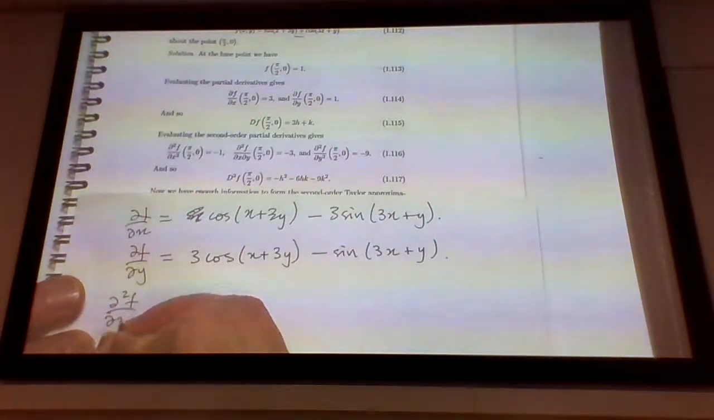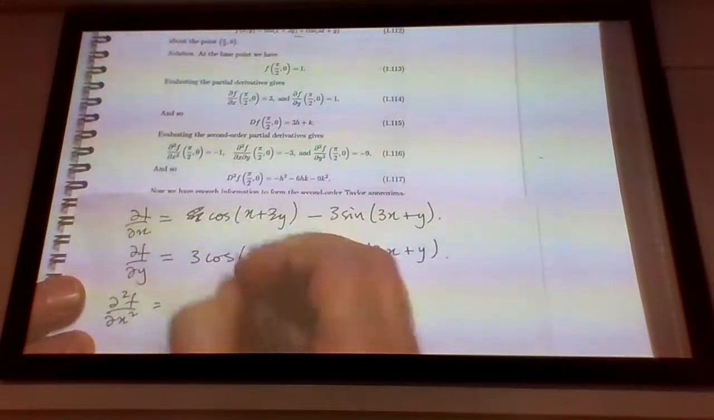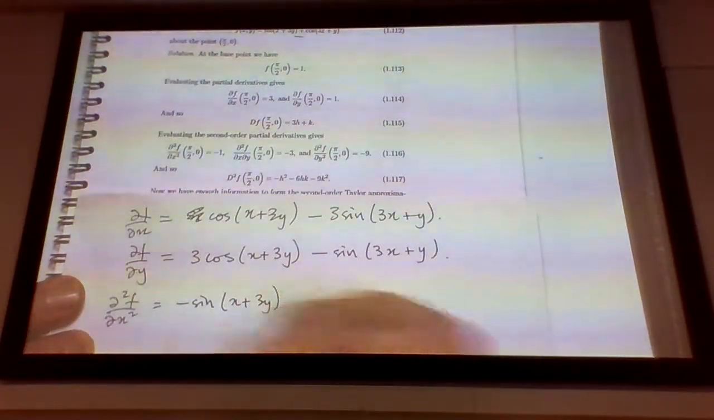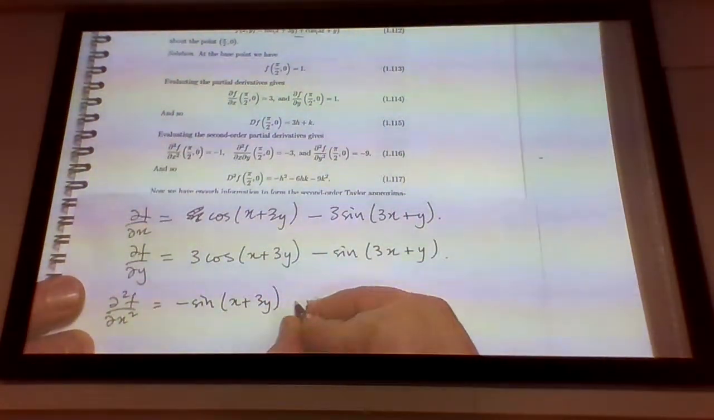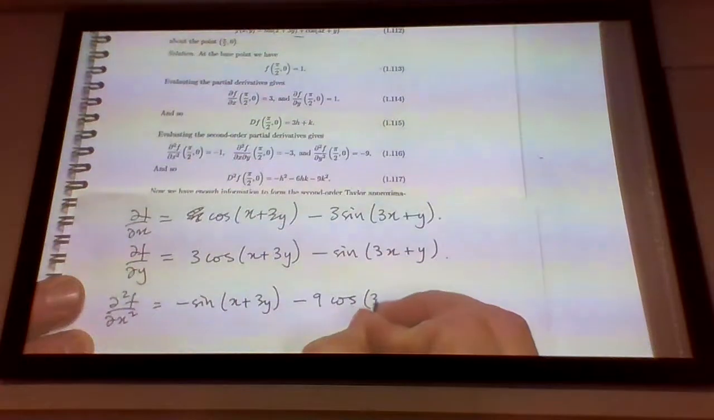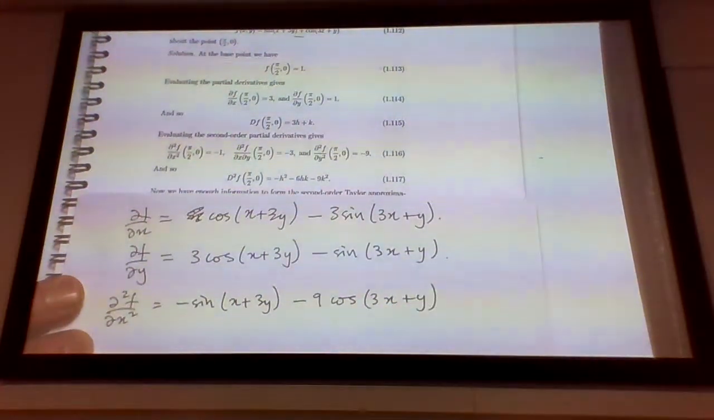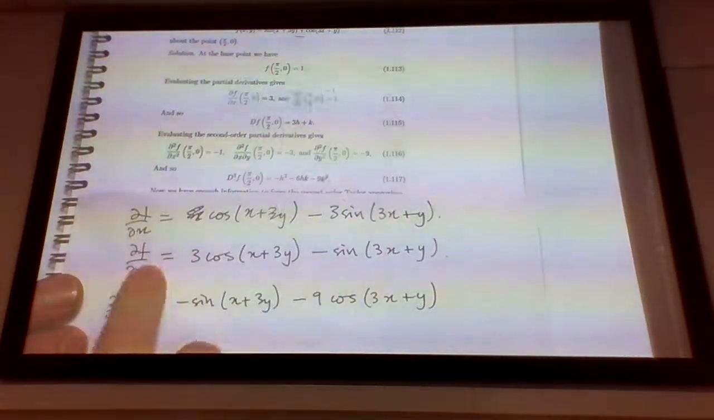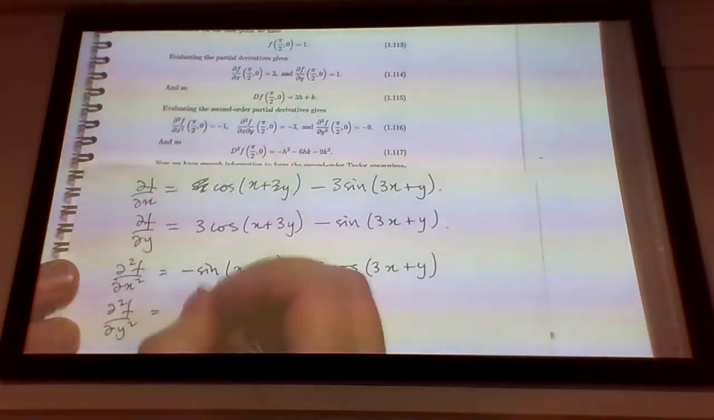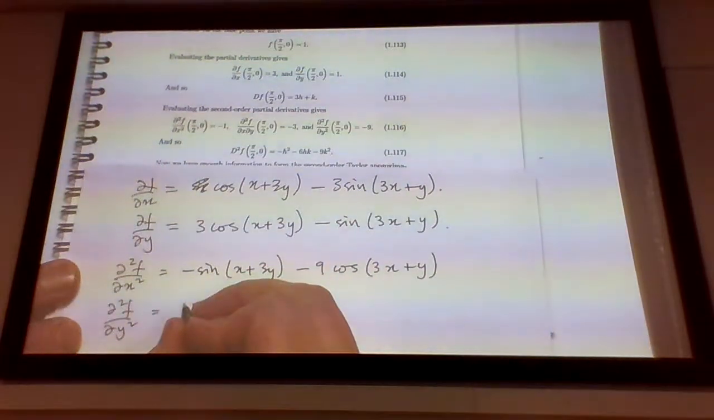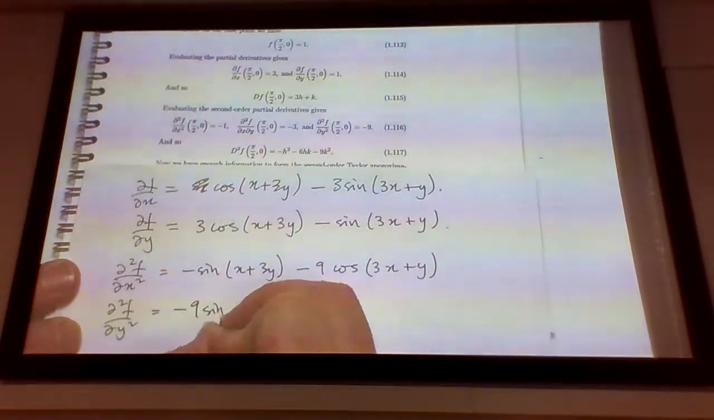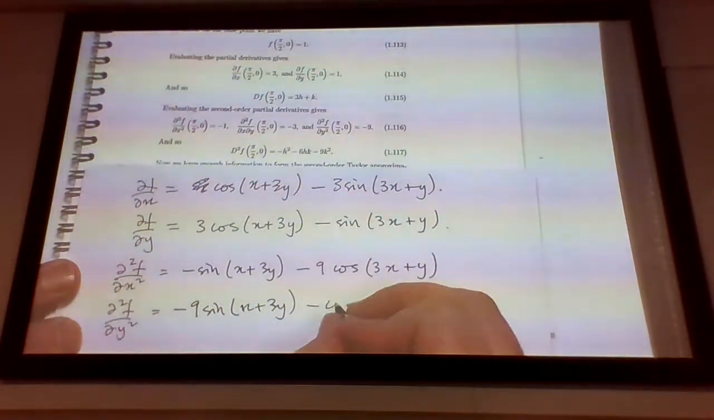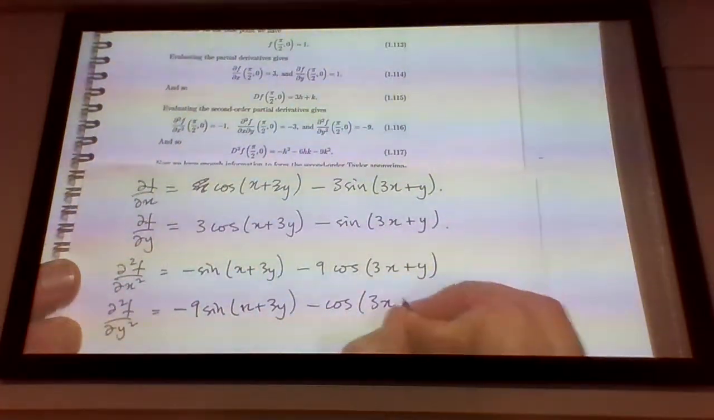d2f dx squared, with different plus and minus signs, is minus sine of x plus 3y minus 9 times the cosine of 3x plus y. d2f dy squared, differentiating the y derivative again with respect to y, would give us minus 9 times the sine of x plus 3y minus the cosine of 3x plus y.